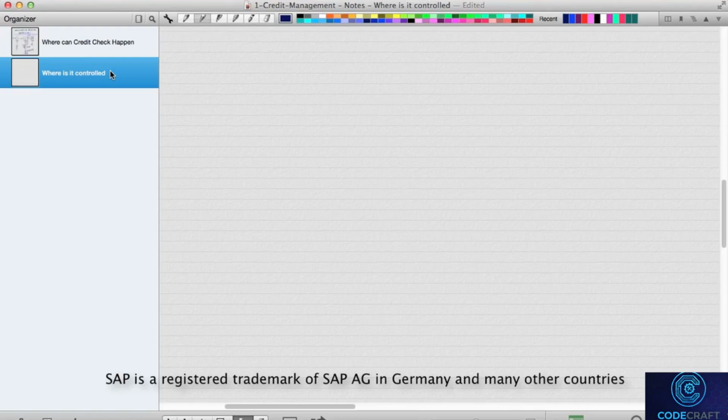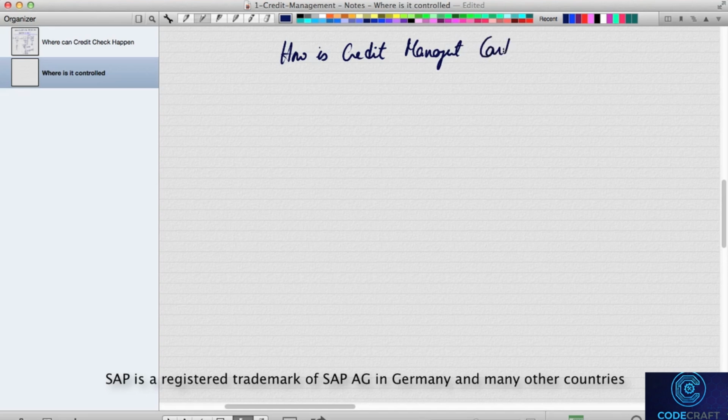What do you use to control credit management at all these three different points? That is done. So the question here is, how is credit management controlled at order or delivery or PGI?